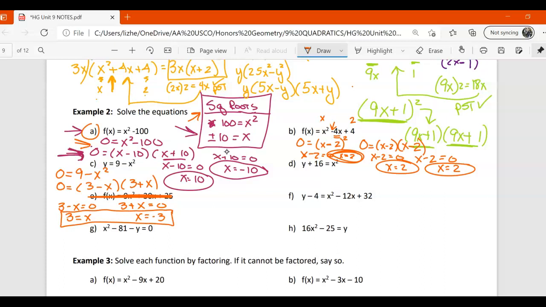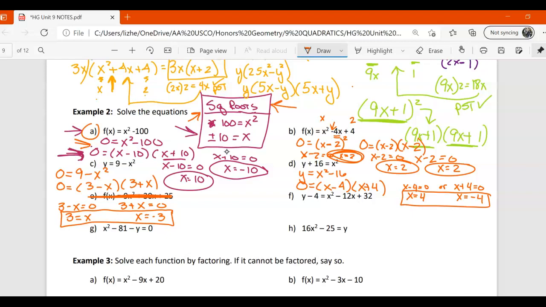D, this is not in standard form, so let's first move it. y equals x squared minus 16. Again, this problem could be solved with square roots or factoring, but we're going to practice factoring. This is the difference of squares. So we say 0 equals x minus 4, x plus 4. So therefore, we would say x minus 4 equals 0, or x plus 4 equals 0, in which case x would be 4, or x would be negative 4. And there are our two answers. So whenever you get the difference of squares, it's a super easy factoring job.